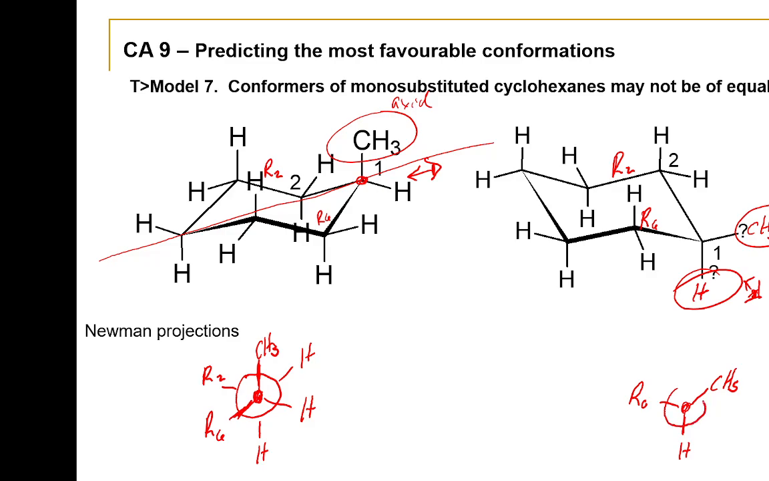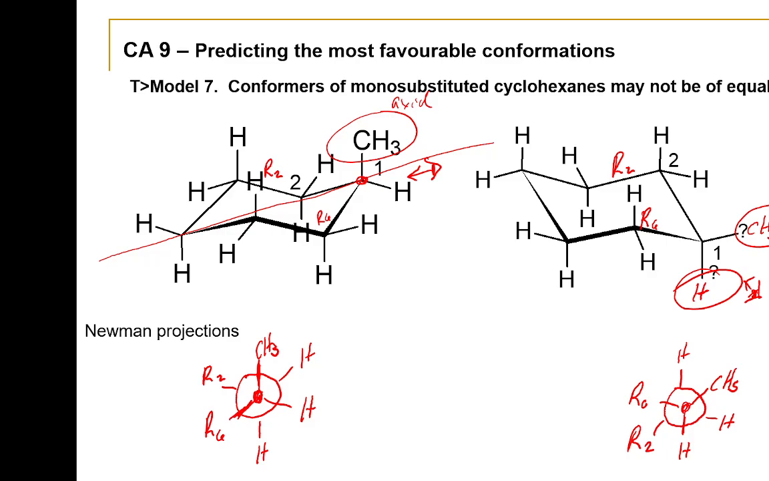In terms of carbon number 2, I would see an H here. I'd see an H up here. And now the rest of the ring associated with carbon number 2 going to carbon number 3 would be down there. So those are the two Newman projections looking down carbons 1 to 2.